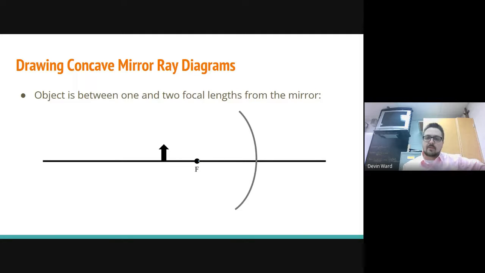So here, F, remember, is our focal point. This is our object. We draw like an arrow just because it helps us see whether it's still upright or if it's inverted. Okay, so our object is there. So we are going to draw 2 rays. The first ray starts at the object, or it comes from down here.